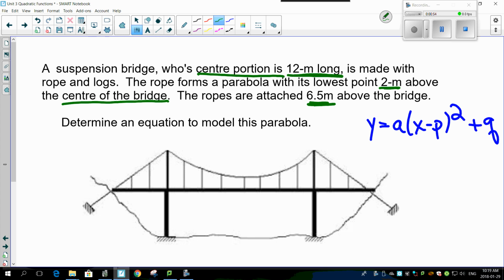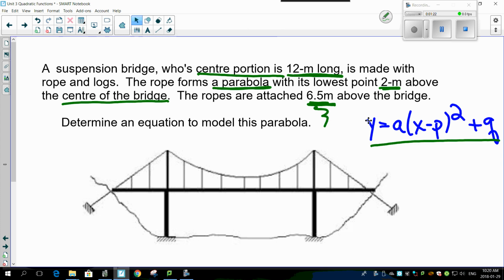Now, we're obviously reading this a second time just to get the whole understanding of this thing. It says a suspension bridge whose center portion is 12 meters long. Okay, it's made with rope and logs. So ropes and logs, I'm not too worried about. But the fact that they form a parabola is what I really am interested in, because then you can start using this formula. The lowest point is 2 meters above the center of the bridge, and they're 6.5 meters above the bridge.